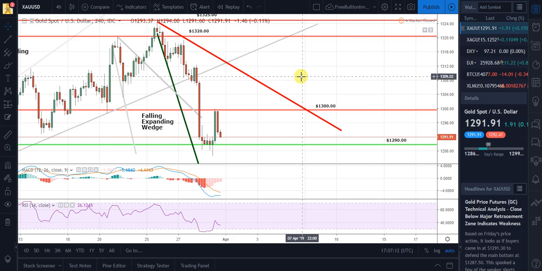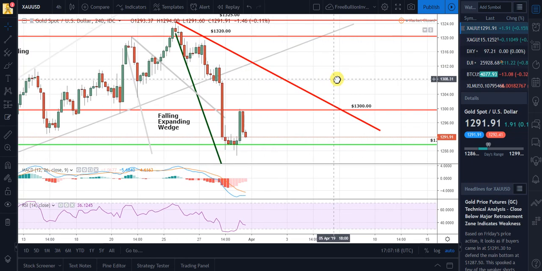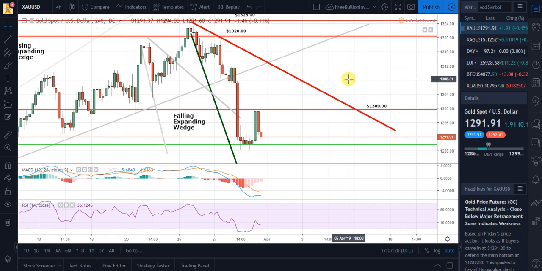And I'm really not putting a whole lot of weight on the payroll report, simply because most of the market is paying attention to the trade talks, and really also watching the yield curve. So both of those are things to pay attention to.